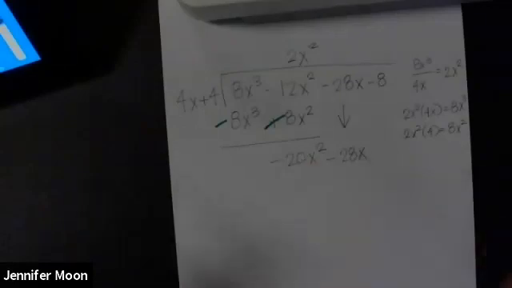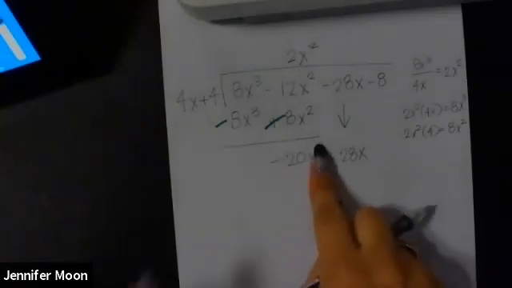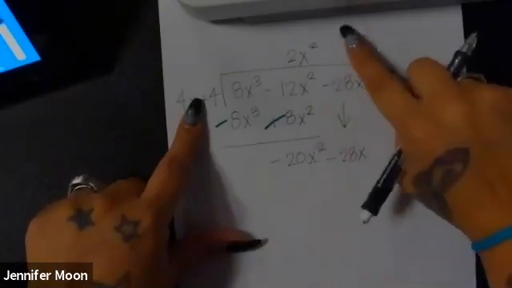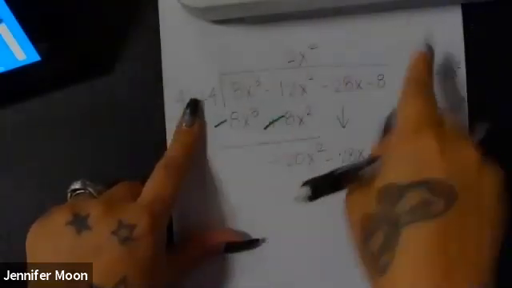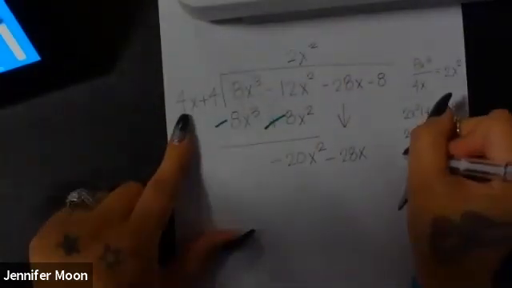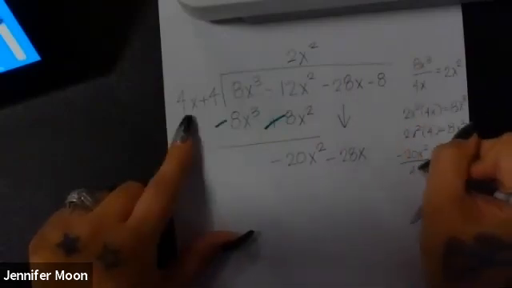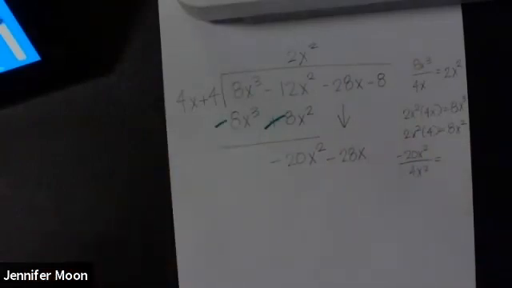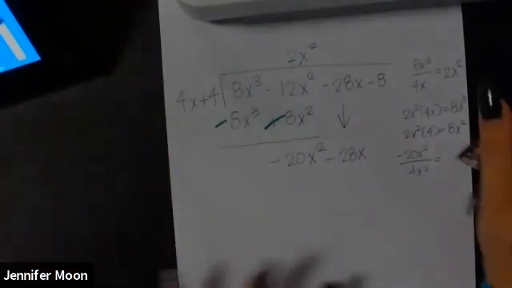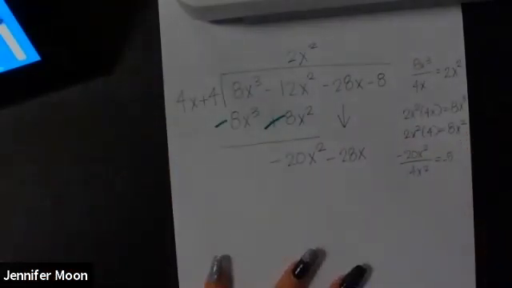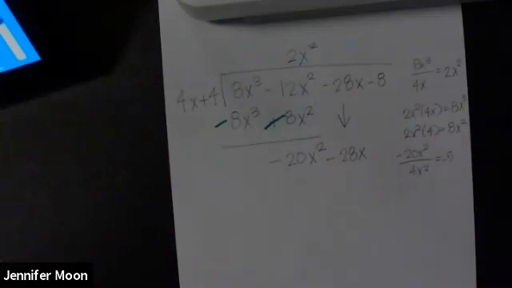Okay, so we do this first term divided by this first term to get an answer here, and then you multiply. So start right here. We get negative 20x squared divided by 4x squared. 20 divided by 4 is 5. Signs are different, so it's negative. X squared divided by x squared.